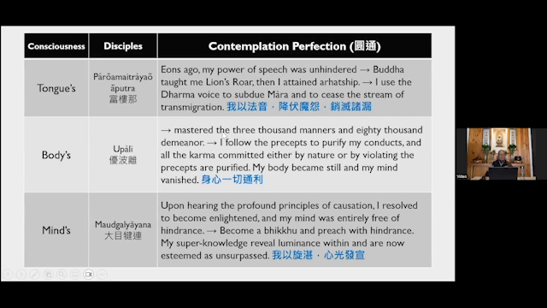He already mastered it. He followed the precepts as well, and he watched the Buddha all the time, how he practiced, how he got enlightened, how he preached, and he just copied what the Buddha did. And then he could master the 3,000 manners and 80,000 minor conducts. And I follow the precepts to purify my conduct, and all the karma committed either by nature or by violating the precepts is purified. That's his practice: use his body, follow the precepts, and purify.